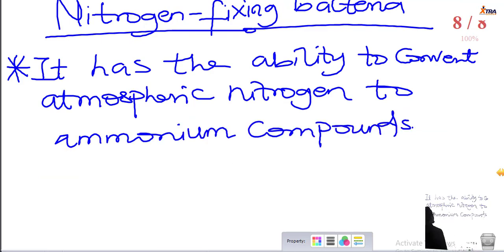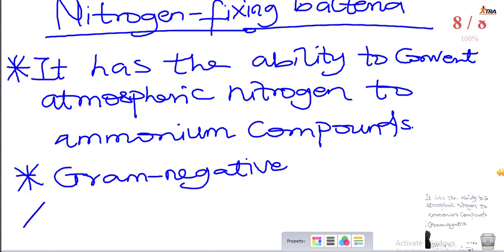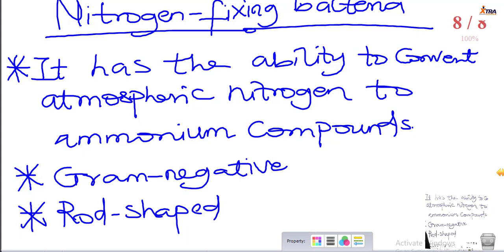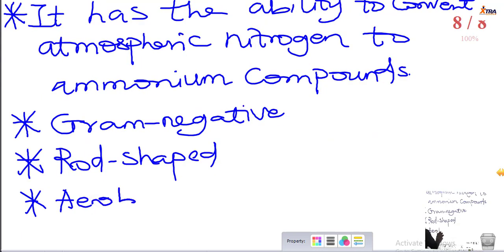Now, it is gram negative, not gram variable. It's rod shaped, that means bacilli. It's also aerobic. A very common genus under this group of bacteria is Azotobacter.